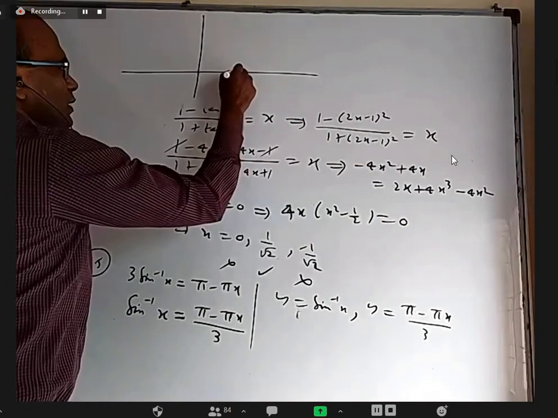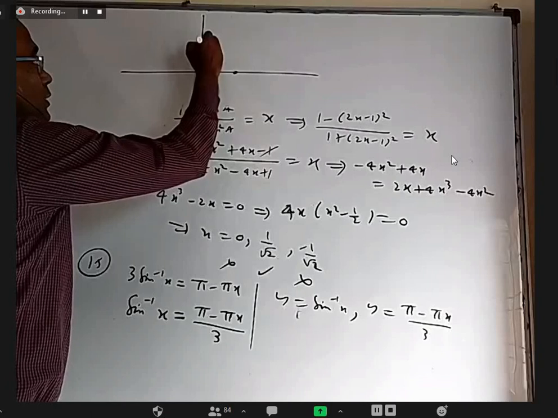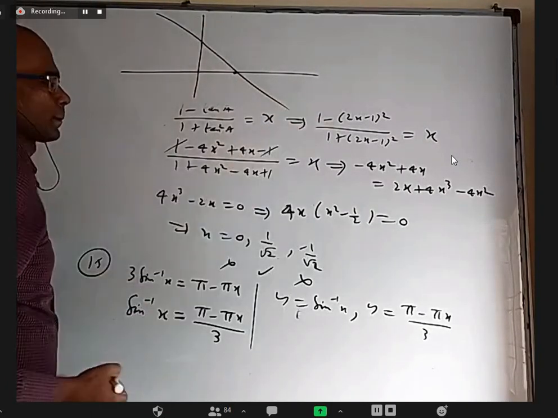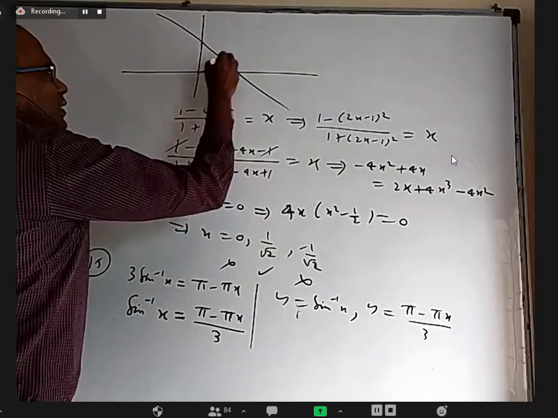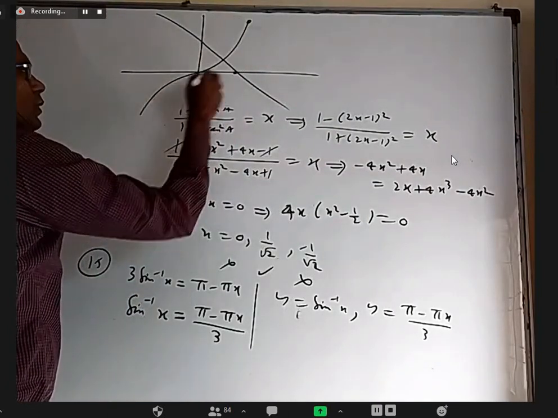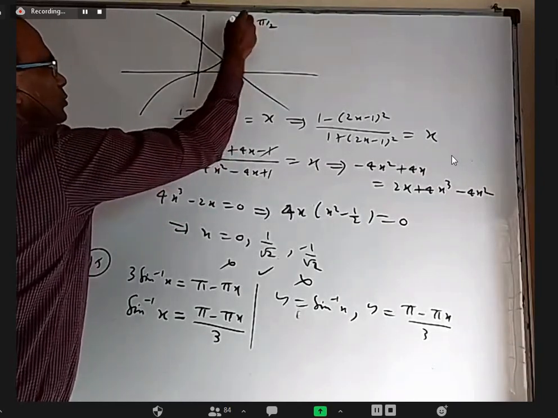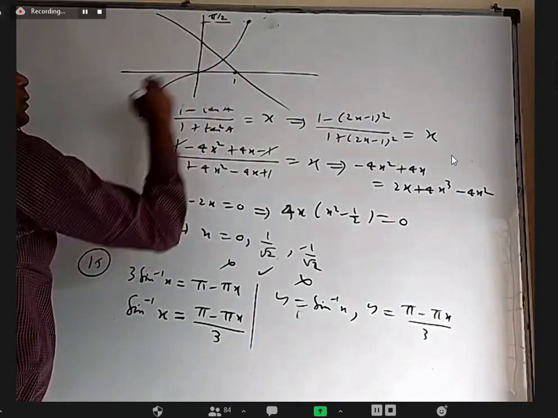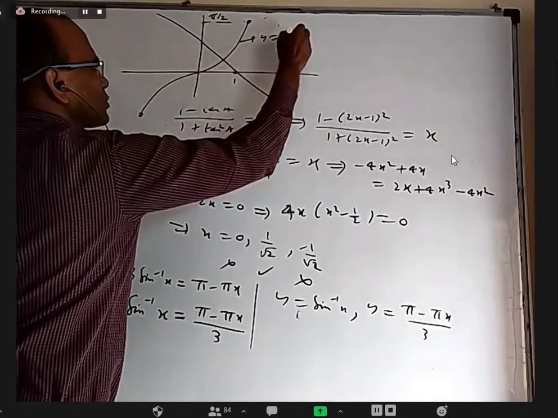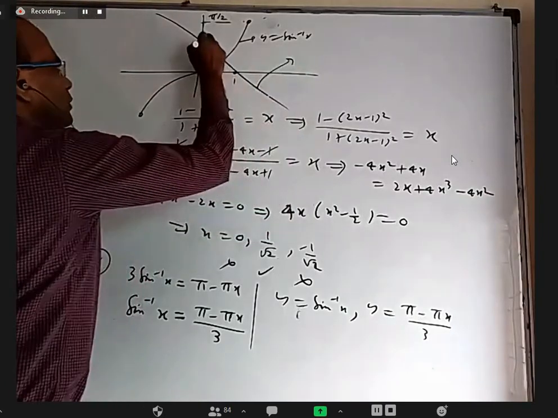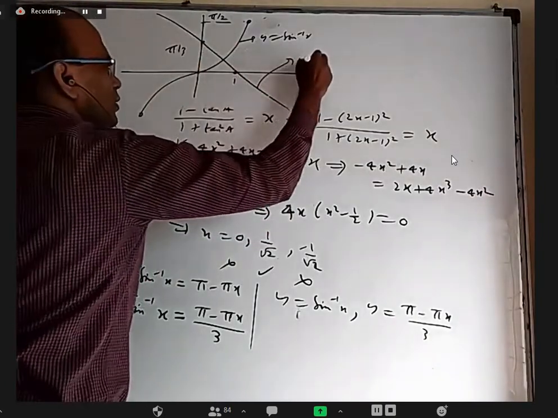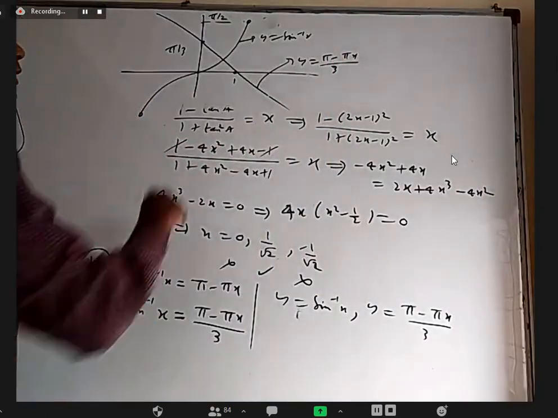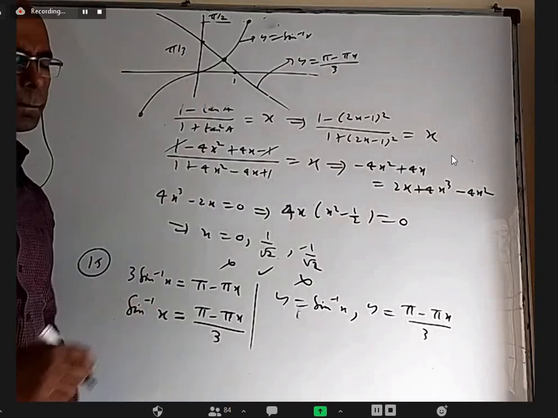So if I take 1 here, pi by 3 is also a little more than 1. This is a graph of that line. Whereas sine inverse x graph is this. This is 1, this is pi by 2, the y value. Okay, so this is a graph of y equal to sine inverse x. This is pi by 3. This is a graph of y equal to pi minus pi x by 3. They are intersecting only once. So one solution.